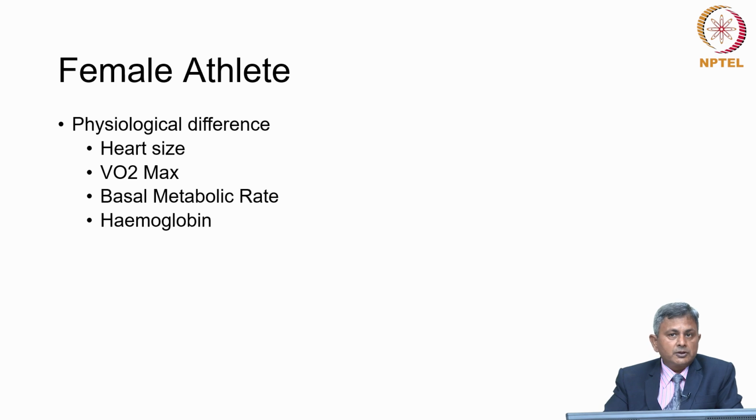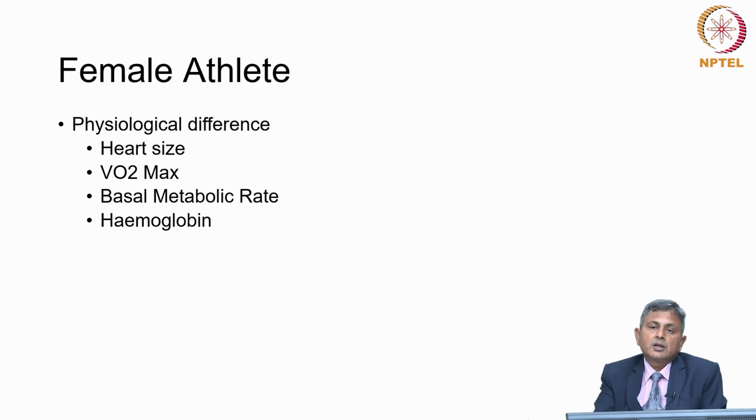There are physiological differences also, like the heart size of a female is less, their VO2 max is also less, and even when we compare with the fat and lean mass, the difference is still up to 5 to 15%. Their metabolic rate is also slower than the male counterpart, and they have less hemoglobin. So all these, less hemoglobin, less lean mass, and lower VO2 max and basal metabolic rate, affect their performance in similar ways.